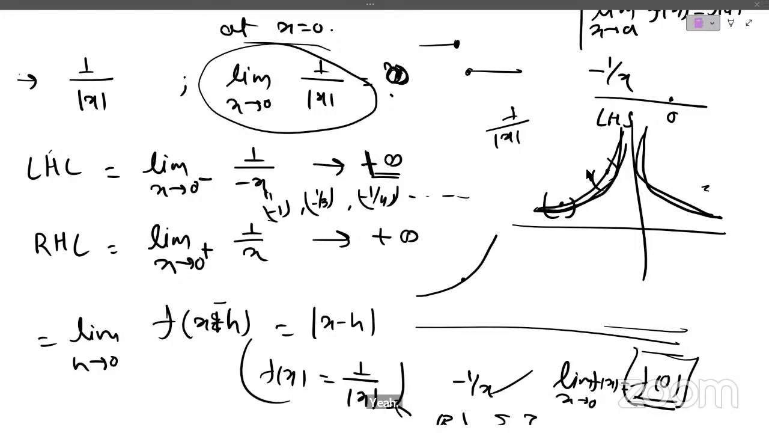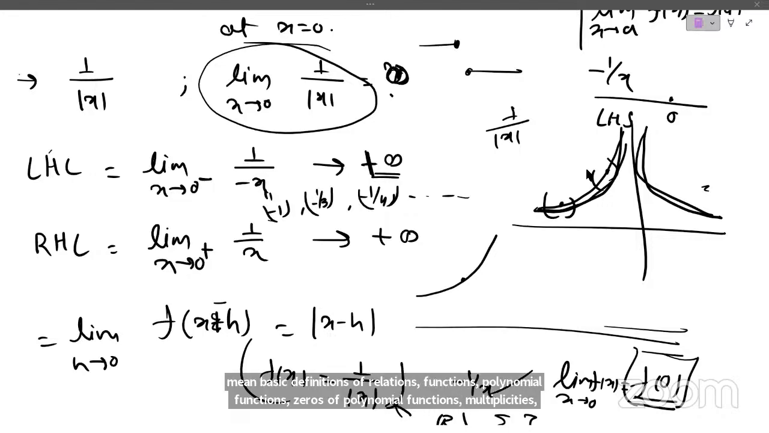Okay, so on quiz 2, you should focus on 5 to 8, but you also should revise the basic concepts from week 1 to 4. I mean, basic definitions of relations, functions, polynomial functions, zeros of polynomial functions, multiplicities, degrees, and all. Don't leave those concepts because you will need them. I'll say just take a quick recap of 1 to 4 and then study for 5 to 8 also. Okay.